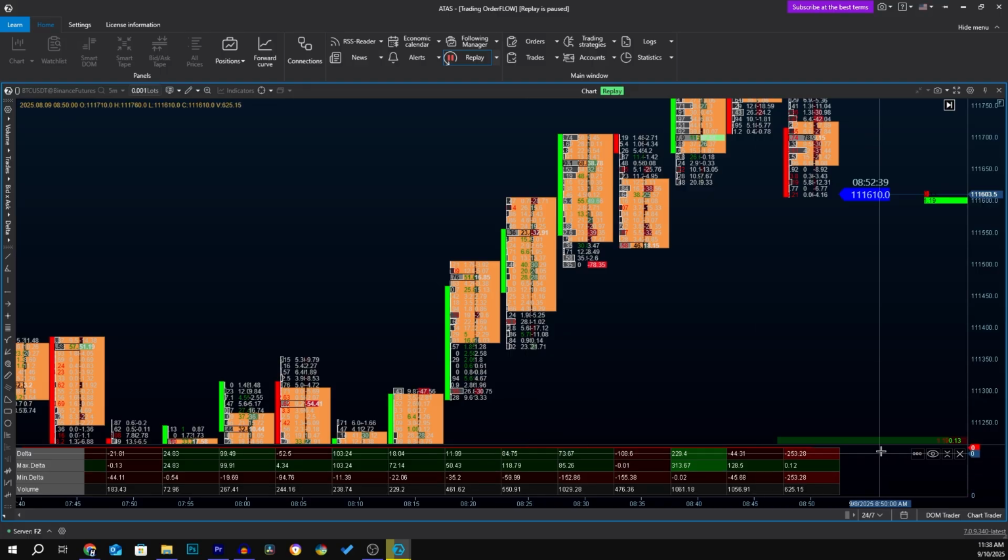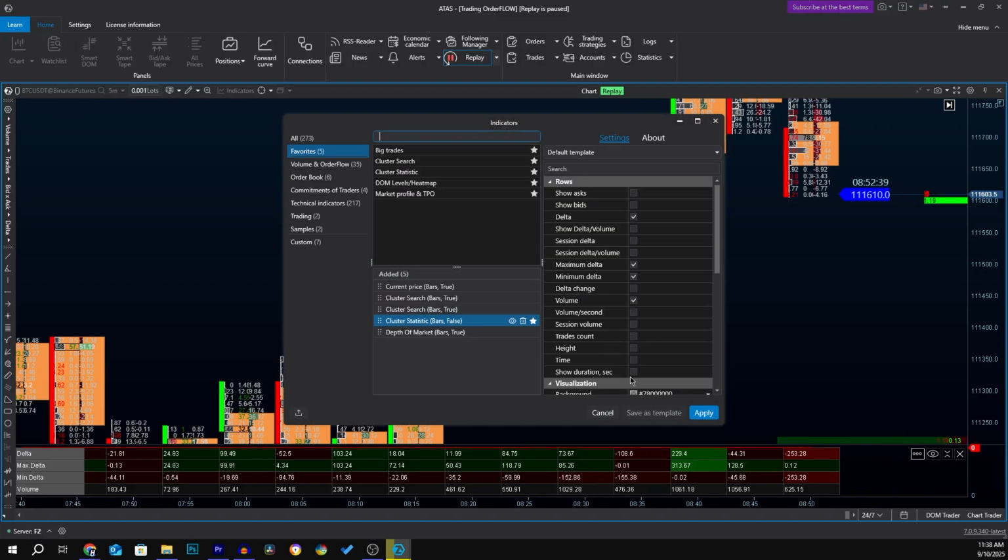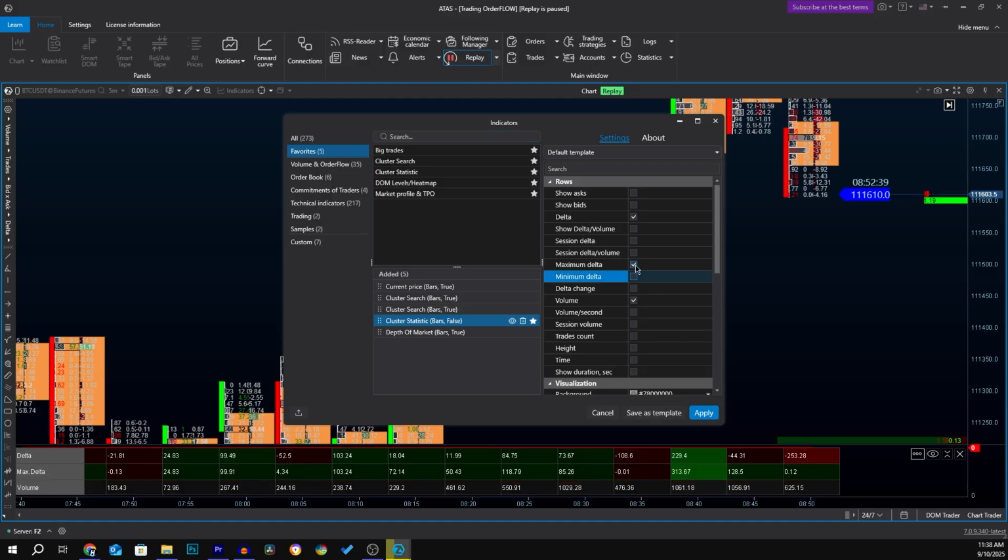If I turn off min and max delta feature, I wouldn't know that there was such a strong aggressive activity here.